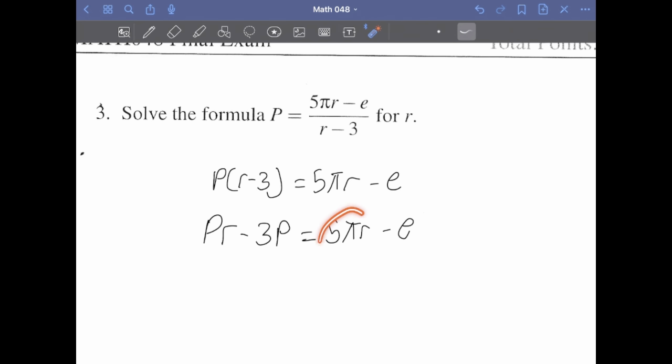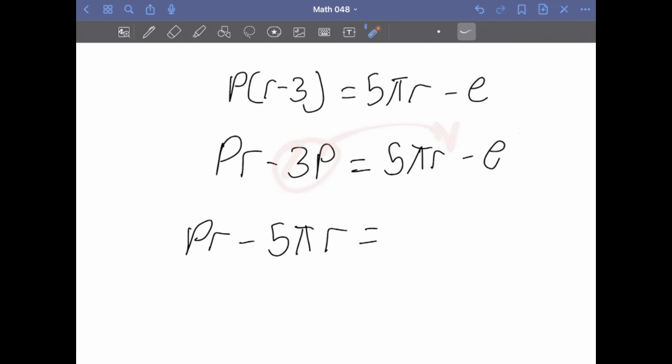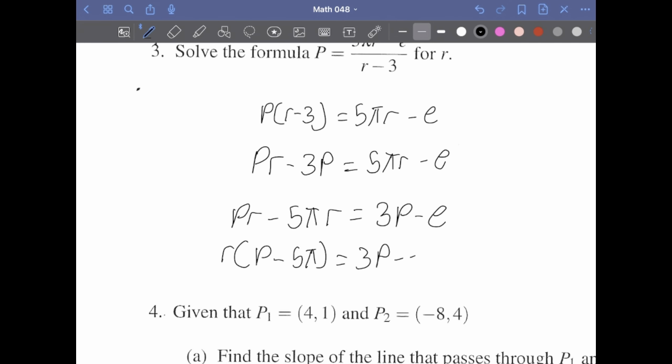I'm going to send all the terms with R to one side and all the terms without R to the other side. So when I transpose 5 pi R, it's going to be negative over here. So this is going to be PR minus 5 pi R equals, when I send this over here, it's going to be positive, 3P minus E. Now I'm going to factor out R from both terms. So R, I'm going to be left with P minus 5 pi, equals 3P minus E.